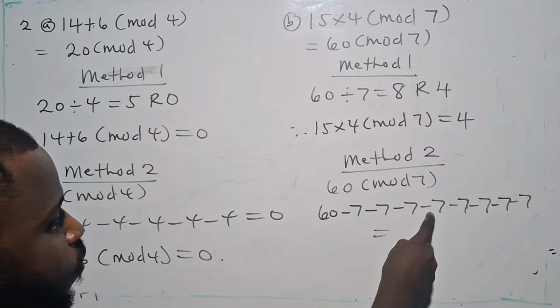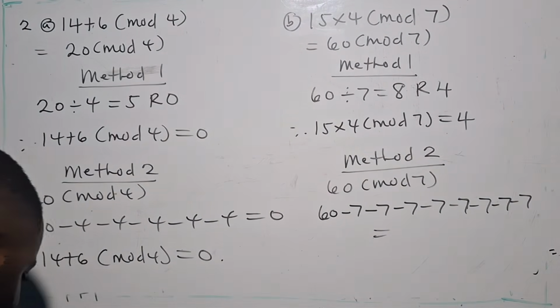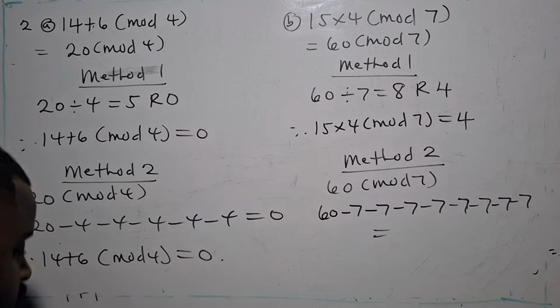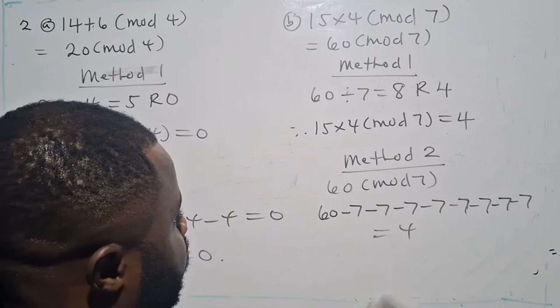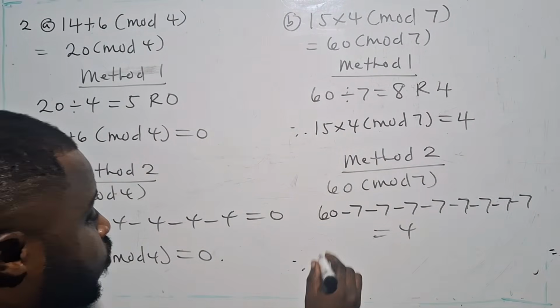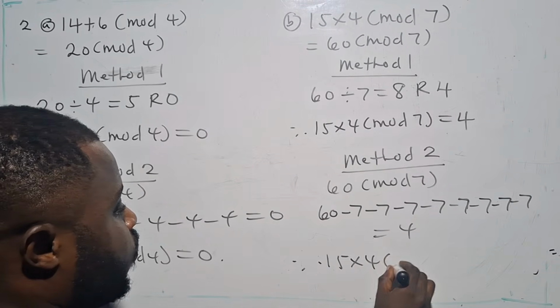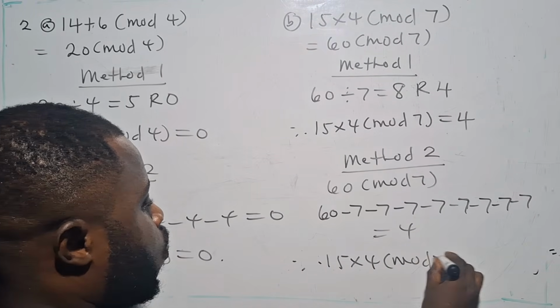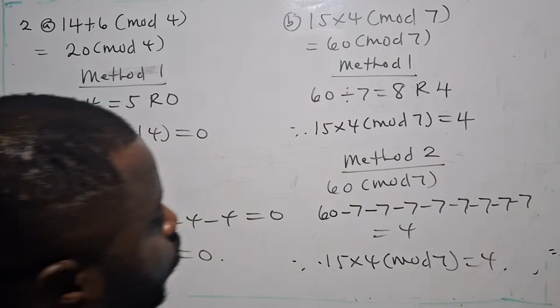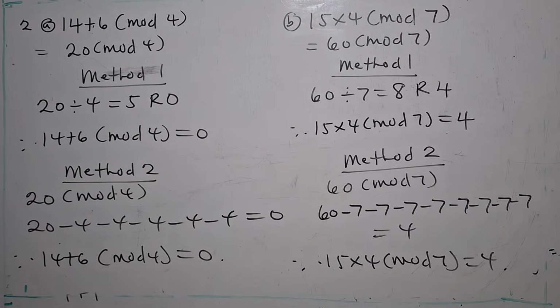So 1, 2, 3, 4, 5, 6, 7, 8. 7 times 8 will give us 56. So we are going to have a remainder 4. So in the same way, 15 times 4 mod 7 is also going to be 4. So it depends on the method you want to use and the easier one for you. The question is not going to force you to use either this method or that method. So use the easier one.